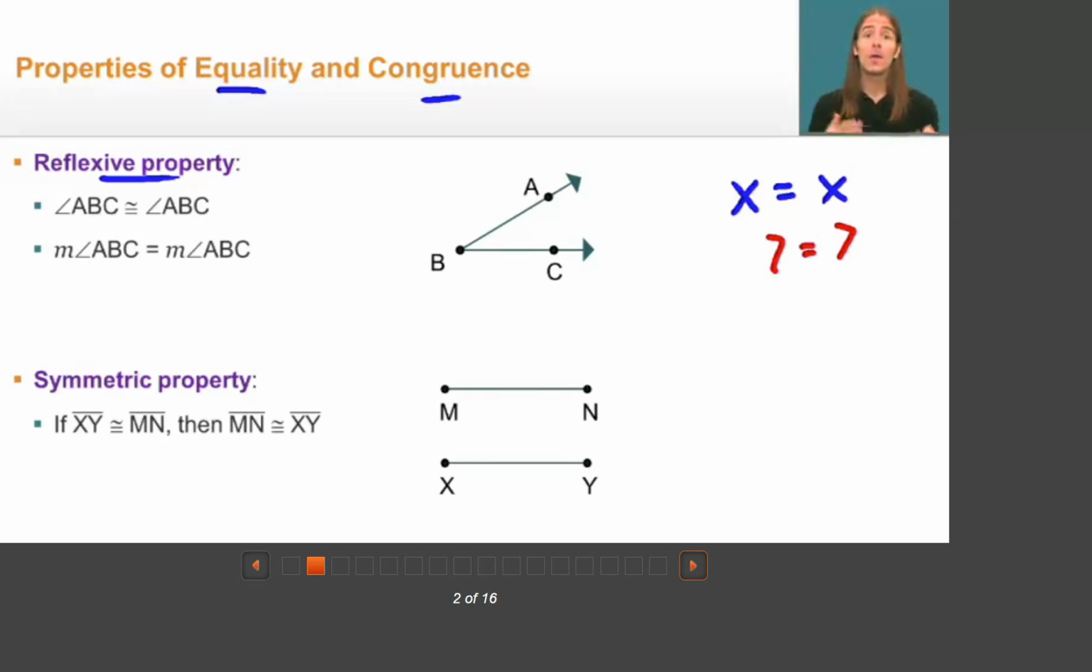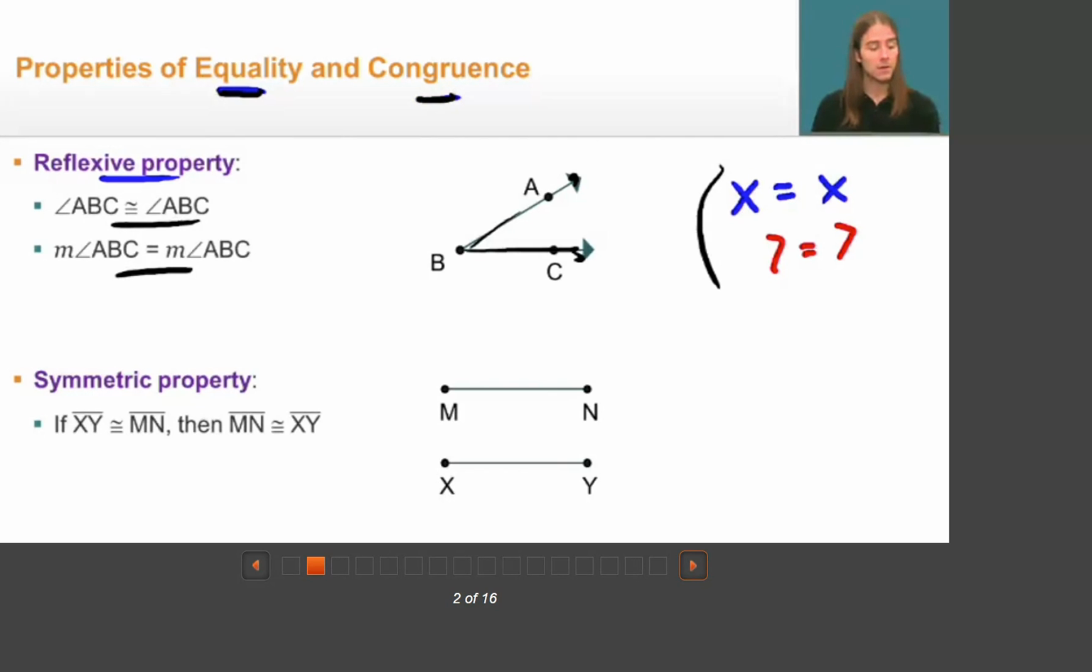Well, we can say the same type of thing for congruency. I can say that any geometric figure is congruent to itself. So for example, angle ABC here is congruent to itself. And along the same lines as the real number example, I also know that the measure of angle ABC is equal to the measure of angle ABC. These are properties of equality and congruence.